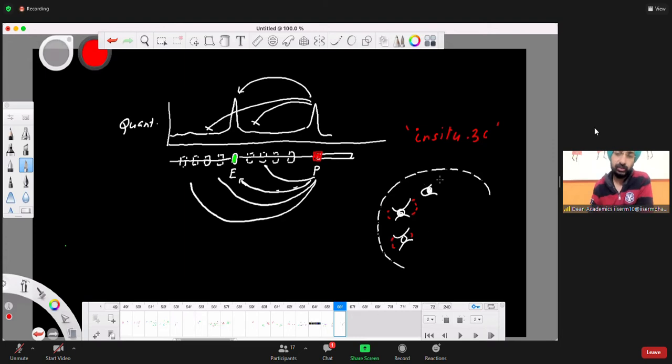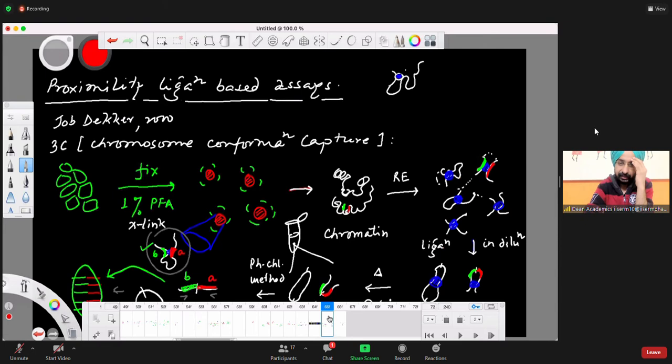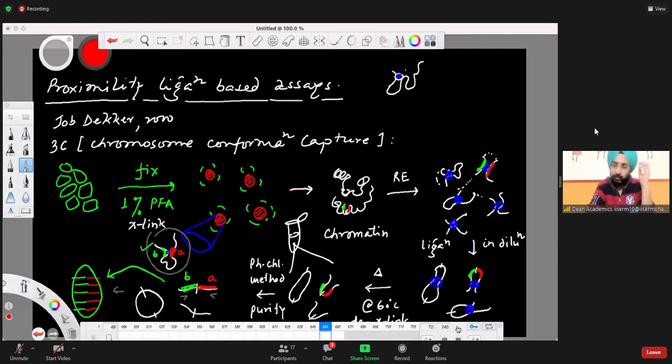Now some of you might be wondering, what we started with was something else. I said that we're going to identify all the interactions in the genome, right? What all genes are coming together. That's the question we asked in the transcription factory concept. Right now, what we did was very different. We just tried to look at whether A is interacting with B, two known regions. So that's the scope of this technique, that 3C tells you one-to-one interaction.